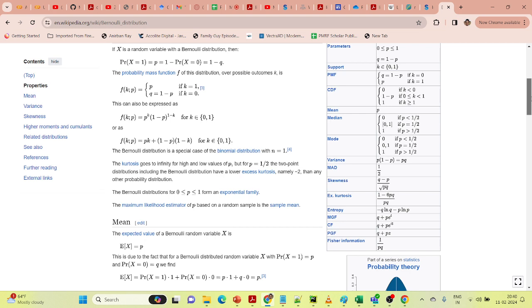But suppose it is not known, and the probability of getting head is p, and the probability of not getting head, that is getting tail, is 1 minus p. Means it is a biased coin. And k represents whether head or tail. Head I represent by 1, and tail by 0.